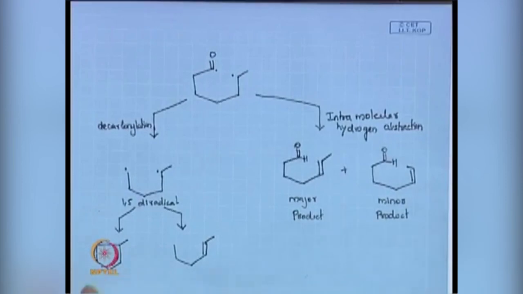Okay, now if I do this reaction in vapor phase, like without any liquid or any solution, just take my cyclohexanone, methyl cyclohexanone, and just carry out this reaction in vapor phase, which product will be dominating? Which product you think will dominate? Yeah, your decarbonylation, right? Decarbonylation will happen in vapor phase. This product will be more dominating. But once you do the reaction in solution, then your intramolecular hydrogen abstraction process takes place faster.